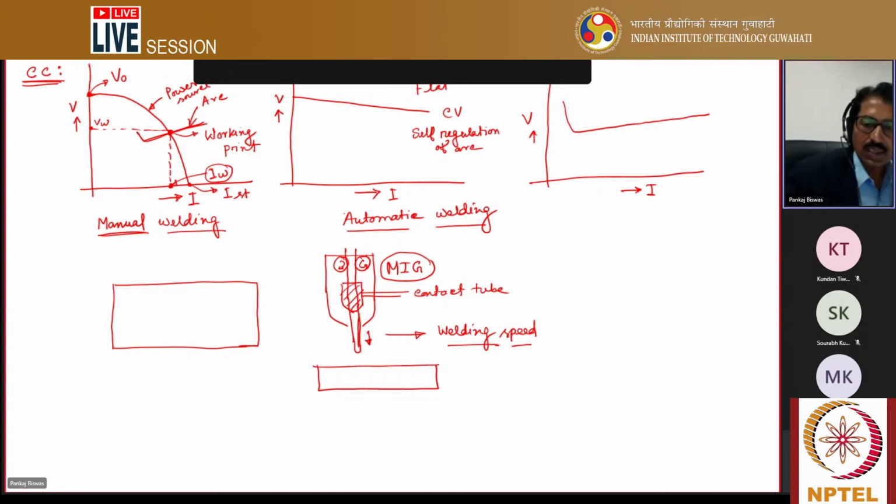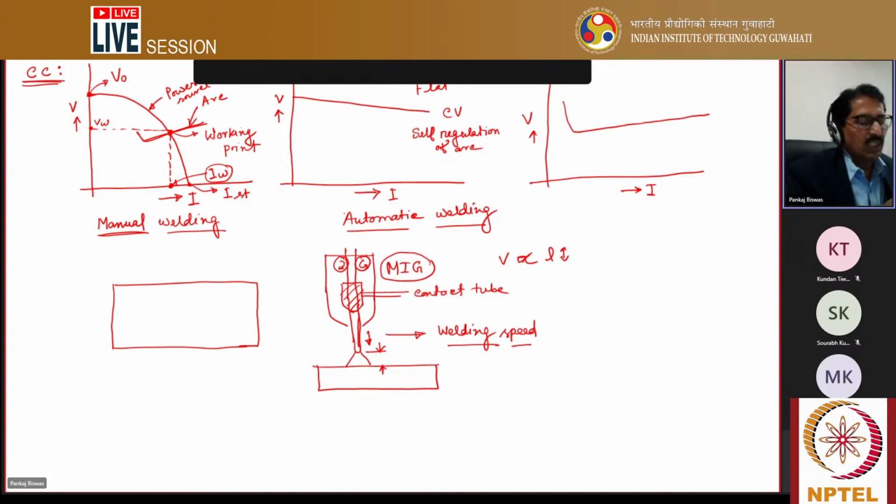What does self-regulation of arc characteristics mean? Here the arc length tries to remain constant throughout the entire welding process. So if suddenly there is a change in arc length, the voltage changes, because the voltage depends upon the arc length. V is directly proportional to arc length, so if arc length increases or decreases, then voltage also increases or decreases.